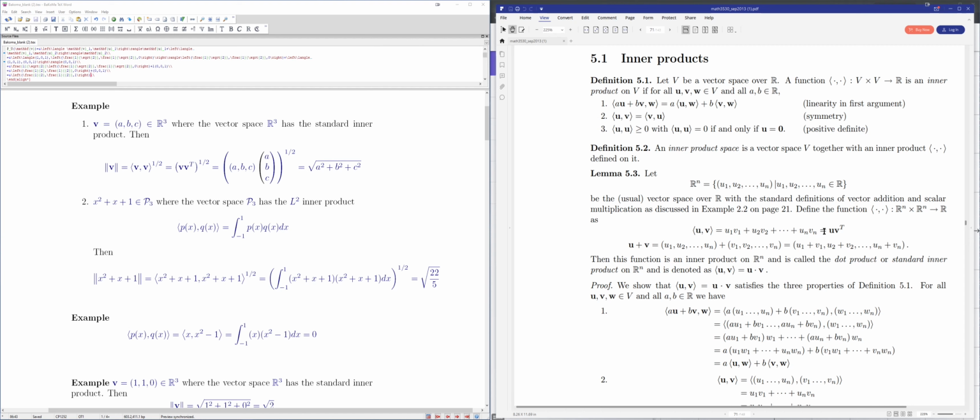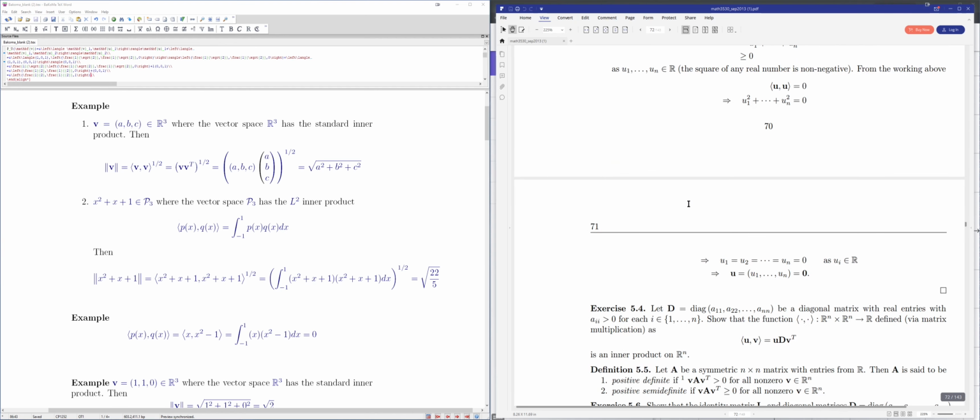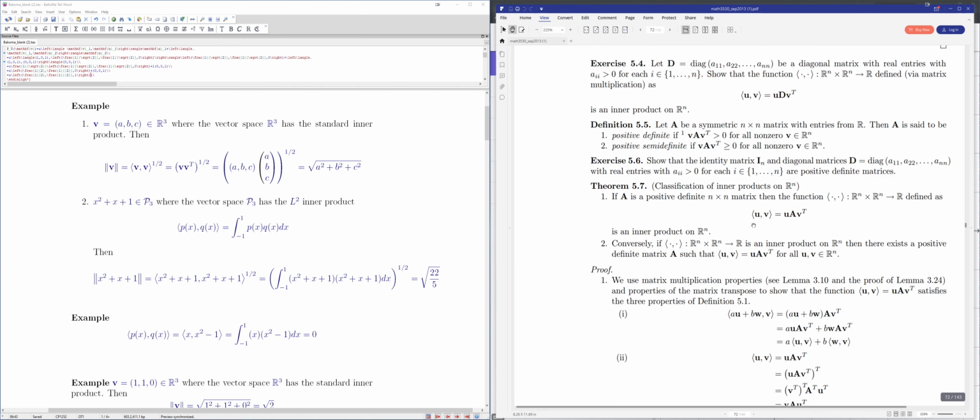And we can also define the dot product, once we regard u and v as row vectors, as matrix multiplication: u times v transpose. But this is your normal dot product that you would have seen already, and a dot product is an example of an inner product. We also saw for Rn that if I have an inner product defined as u times A times v transpose, where A is an n by n positive definite matrix, then this is also an inner product on Rn.